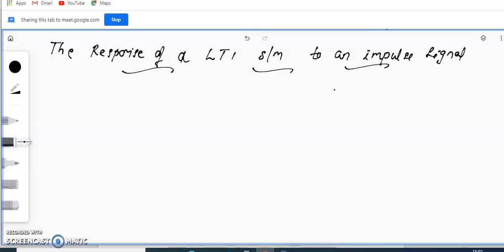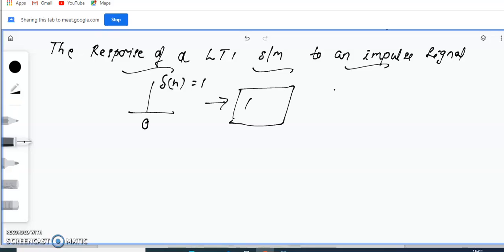So we all know that this is the impulse signal, which is called delta n, and its value is equal to 1, isn't it? At time t is equal to 0. Here I have marked a discrete time impulse signal. Okay. Now, what happens when this signal is applied to a linear time invariant system?